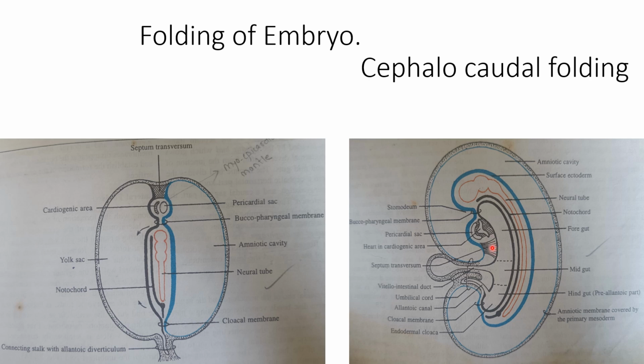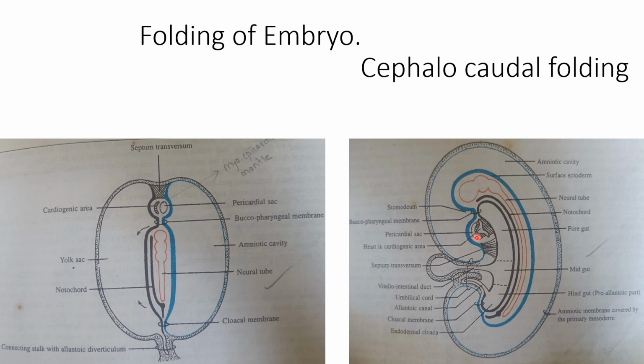Now let us see what changes are occurring with the formation of the head fold. So here you can see most cranially we had septum transversum, but now it has come caudally and to the ventral aspect. As the foldings are converging ventrally, the septum transversum has come ventrally. Then if you see the pericardial sac was lying dorsally and the cardiogenic area was lying ventrally, but with the folding the cardiogenic plate has gone to the dorsal aspect and the pericardial sac is now to the ventral side.